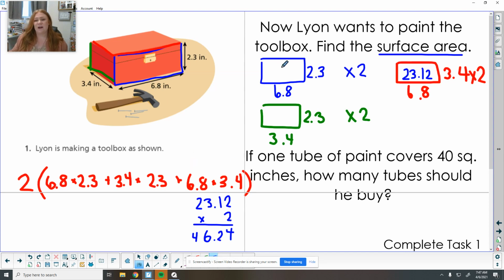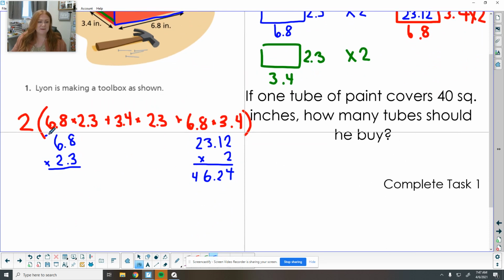So let's try our front one here, 6.8 times 2.3. Go ahead and try that. Pause the video and come back when you're ready to check this part. So 8 times 3 is 24. And 18, 19, 20. And we've got a placeholder. Going to cross this off. 2 times 8 is 16. 2 times 6 is 12. Plus 1 is 13. So we're going to add these together. 4, 6, 5, and 1. 2 decimals.